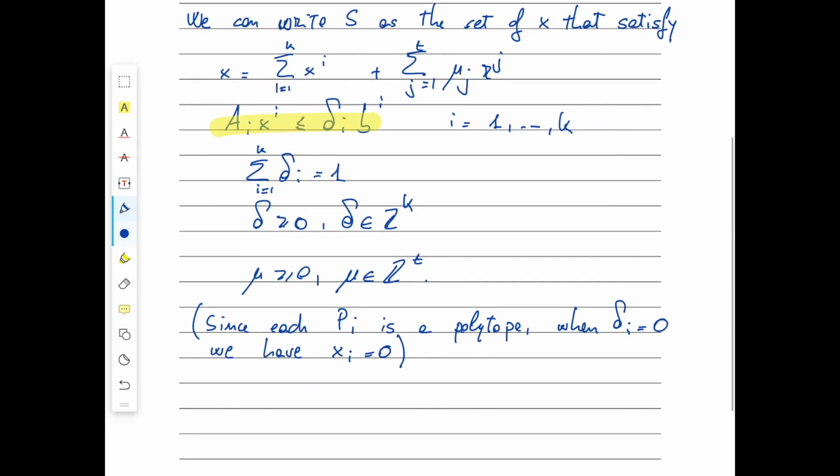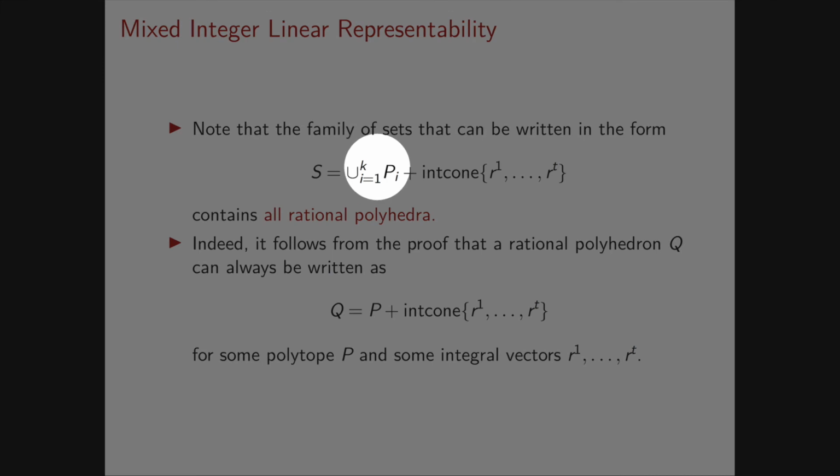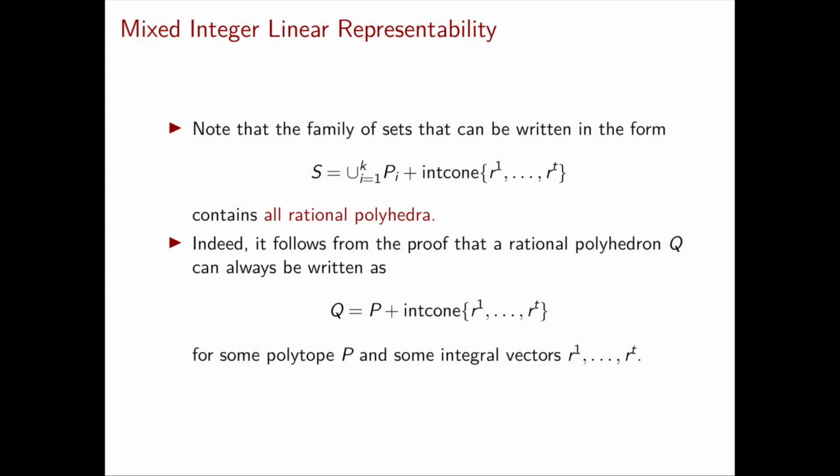And we're done. So thus S is mixed integer linear representable. And that's the end of our proof. So we have shown that the sets that are mixed integer linear representable are exactly those that can be written in this form: union of finitely many polytopes Pi plus an integer cone of integer vectors.